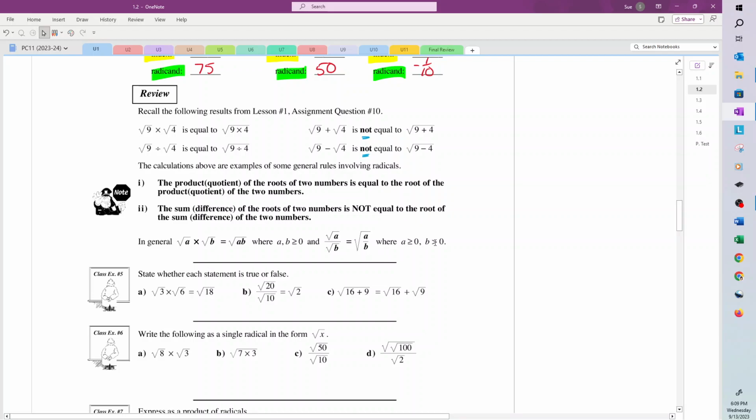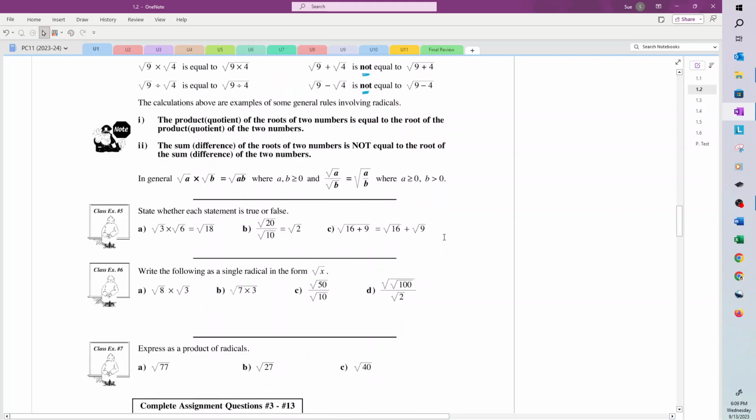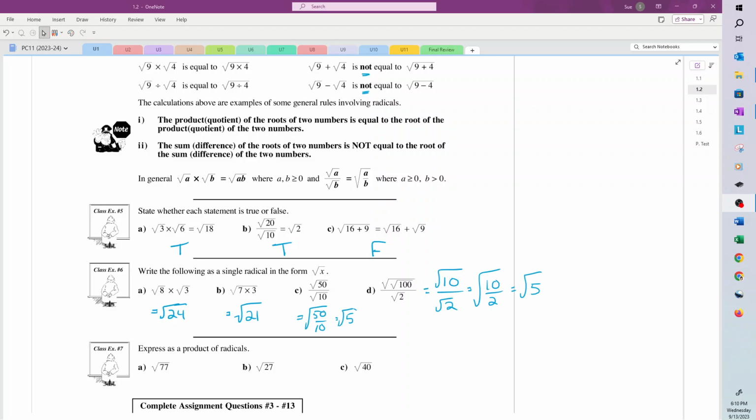All right, so let's state whether these are true or false. I'm going to pause the video and try these and then check your answers, okay? Hopefully you got all those 3 right. Let's do example 6. Again, pause it, you try it, and then check your answers. Okay, there's the answers to example 6.